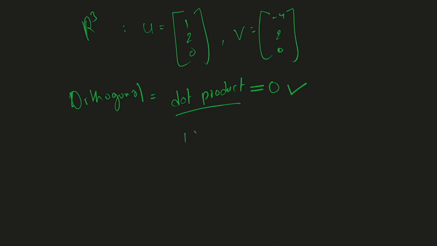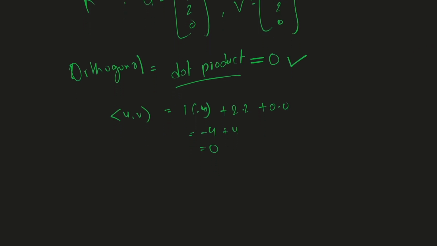So it's going to be 1 times -4. The dot product of u and v is 1 times -4 plus 2 times 2 plus 0 times 0, which is equal to -4 plus 4. Now this is 0, so their dot product is 0, so they are orthogonal in nature.